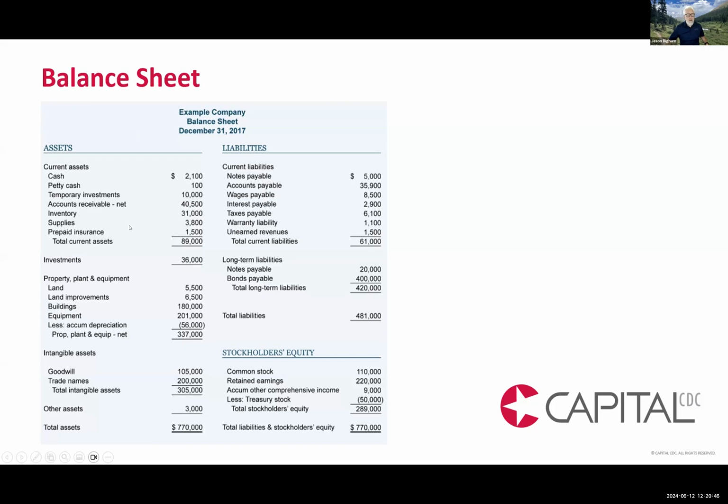Balance sheet always has two sides. It's going to be on the left, it's going to be your assets. On the right, it's going to be liabilities, followed by equity.